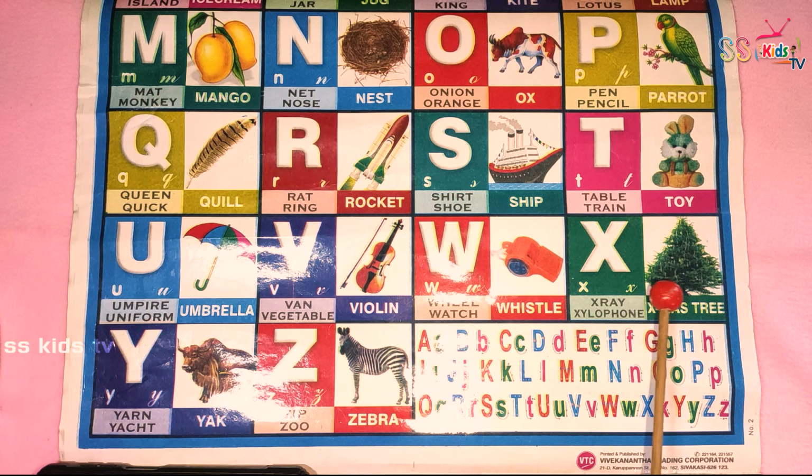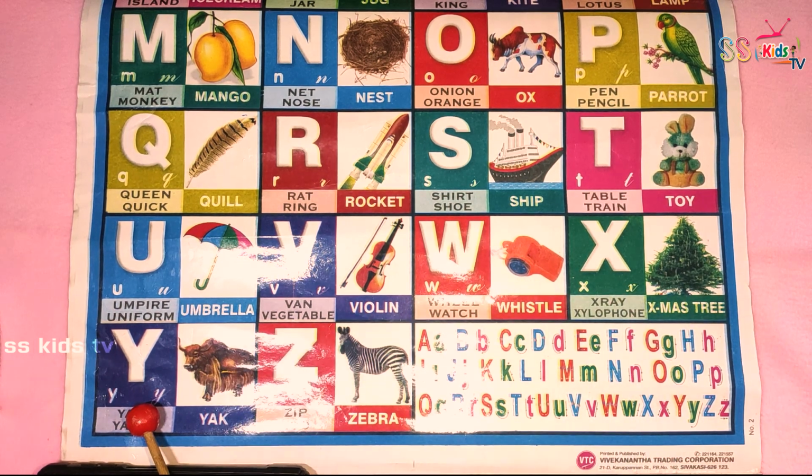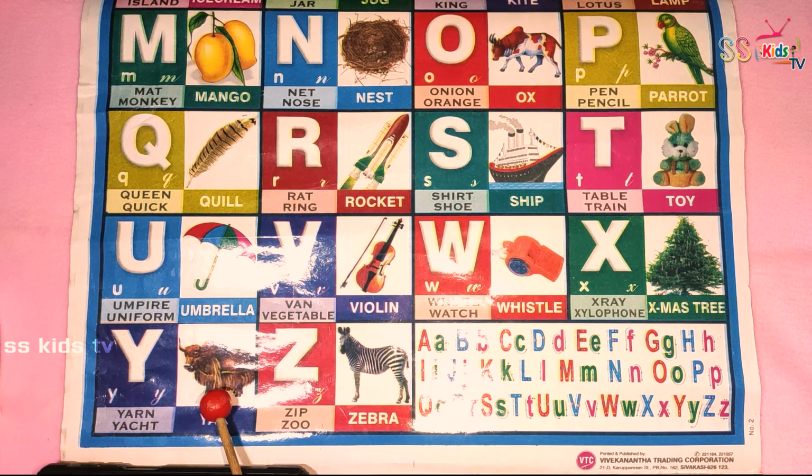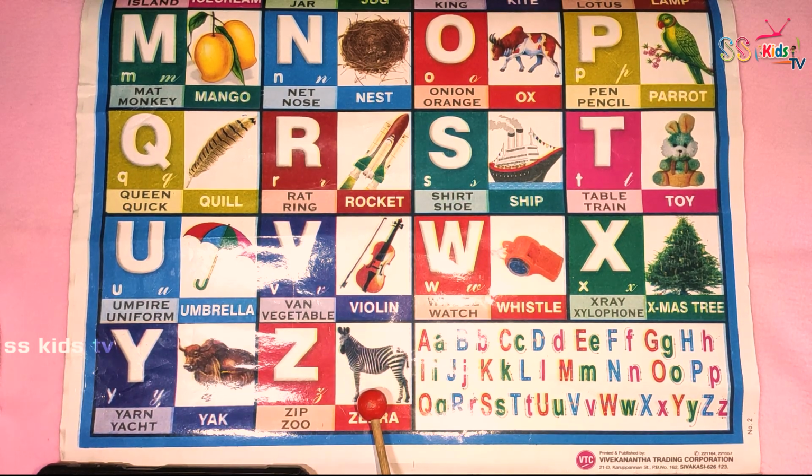X. X for Xmas tree. Y. Y for rack. Z. Z for zebra.